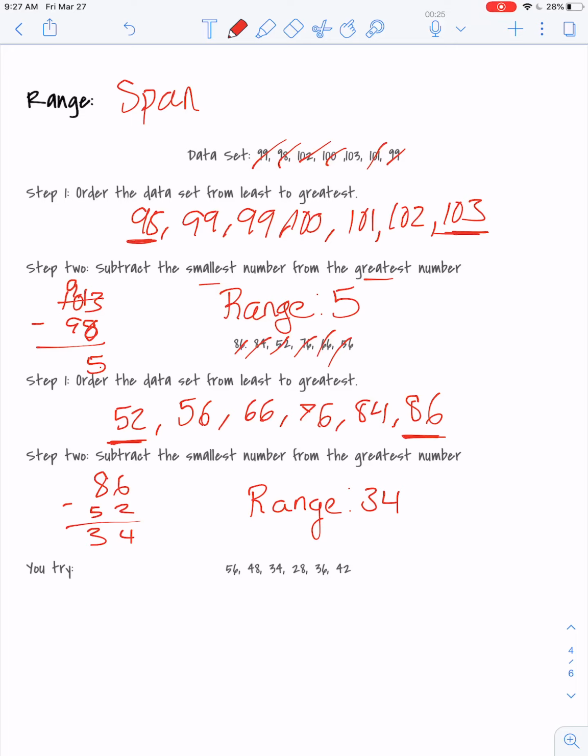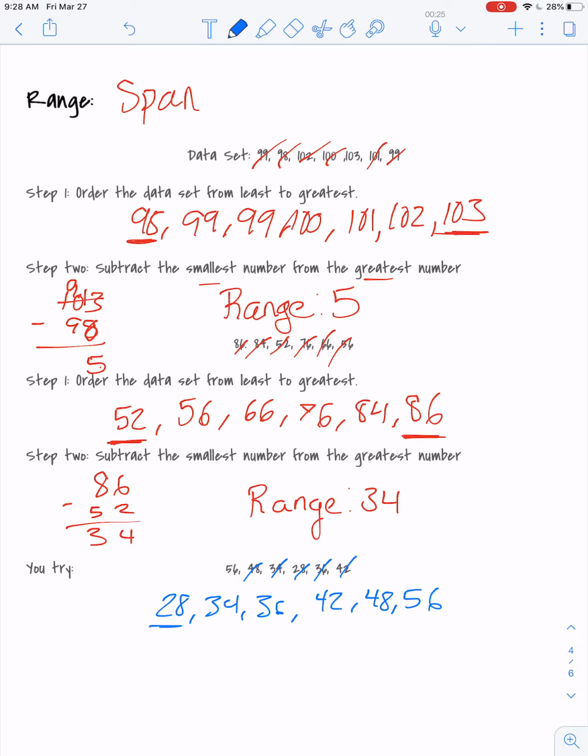So I want you to pause and do this last problem by yourself. Find the range of this bottom set of data. Let's do it together now. We have 28 is our smallest number. Then we have 34, 36, 42, 48, and 56.